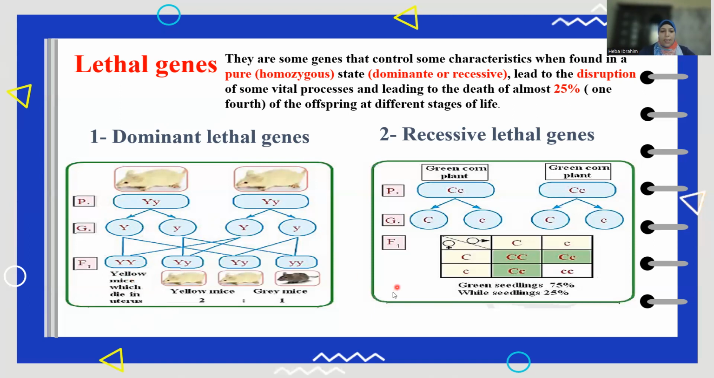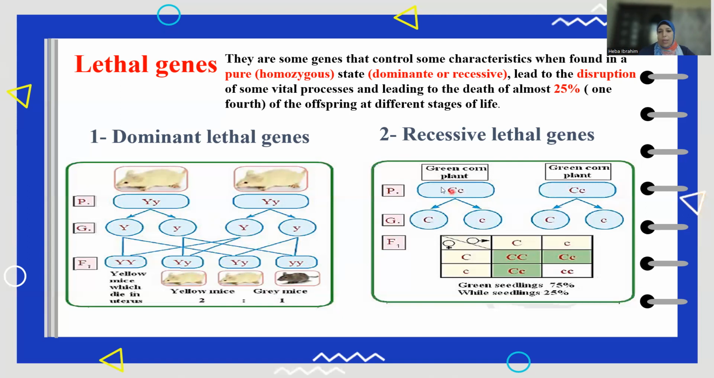But the rest of the offspring, Yy, are yellow mice, and yy is the recessive trait, the gray one. What about the recessive lethal genes?